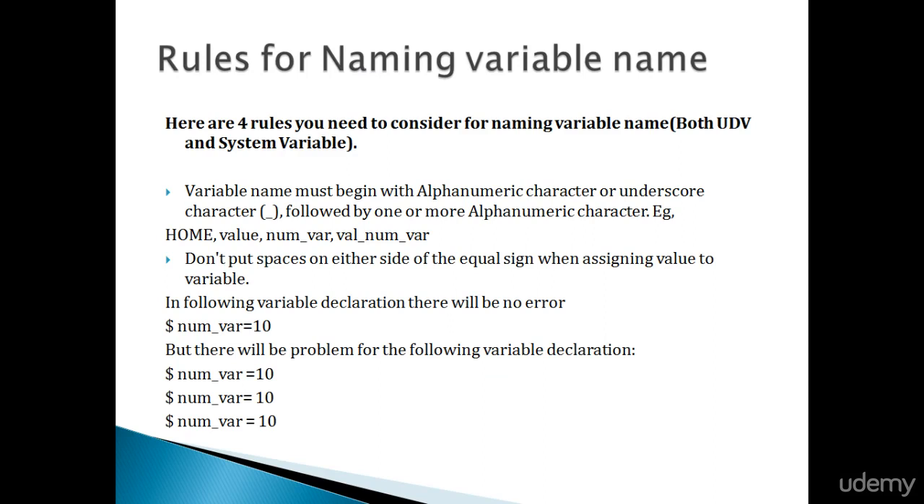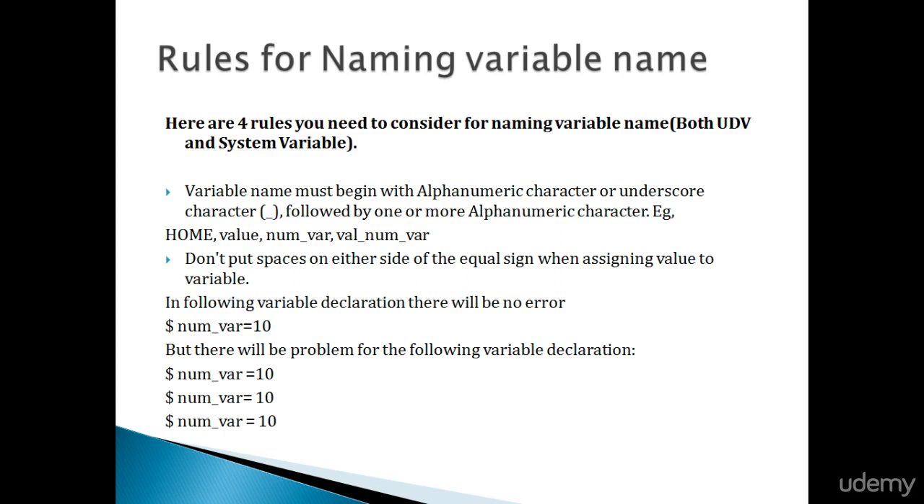Now, rules for naming a variable. Here are four rules you need to consider for naming variables, both UDV and system variables. The variable name must begin with an alphabetic character or underscore character, followed by one or more alphanumeric characters. For example, it can be HOME, value, numvar, valnum, var.